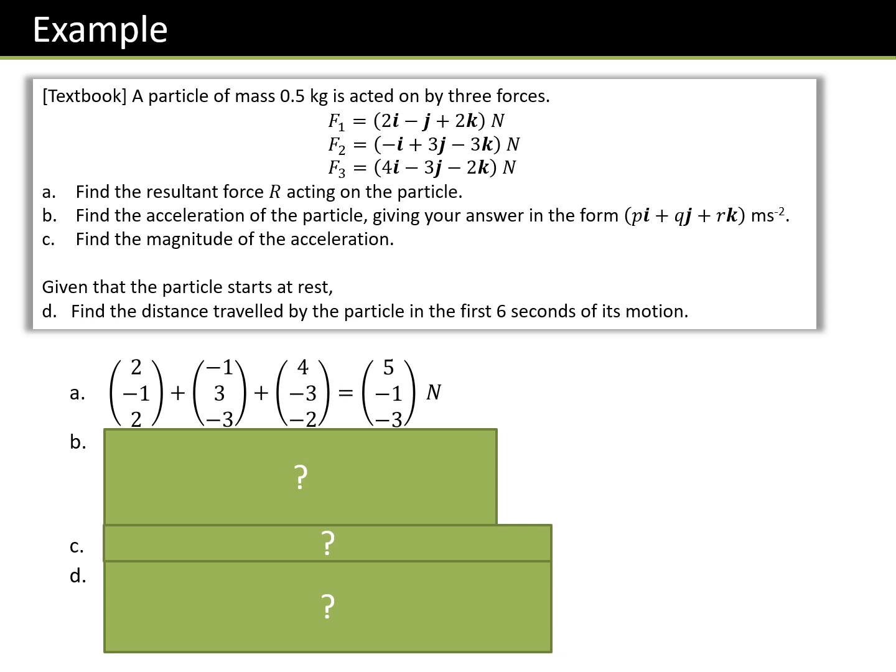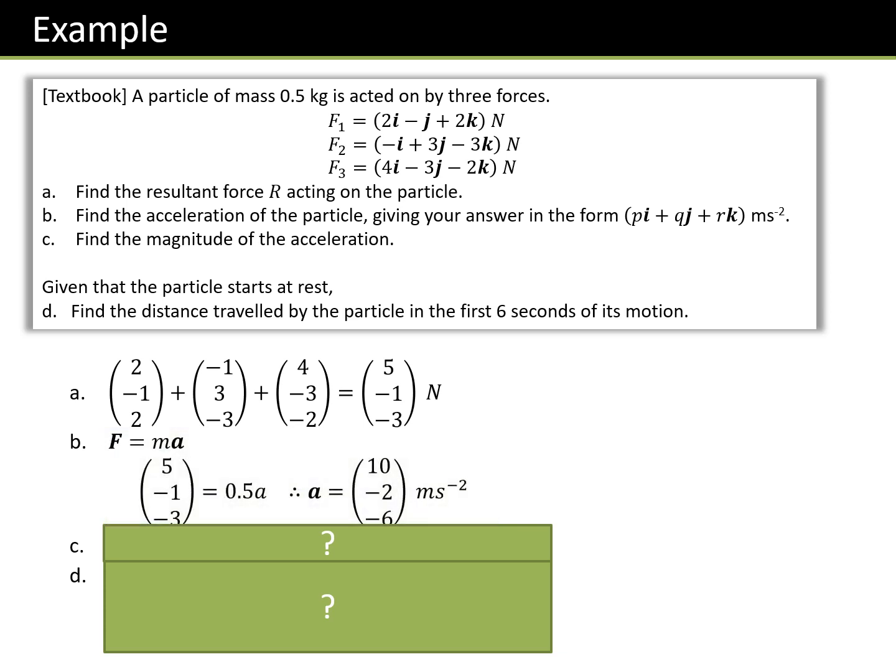For B, find the acceleration. You're going to use Newton's second law, F equals ma, and you're going to use the resultant force from what you found in part A to give you F. The mass is 0.5, so half the acceleration equals that resultant force. All we need to do to find the acceleration is just double that resultant force. So that's where we've got the 10, minus 2 and minus 6. It does say give it in pi, qj, rk form, so you just write 10i minus 2j minus 6k. Write it in the form that they've asked.